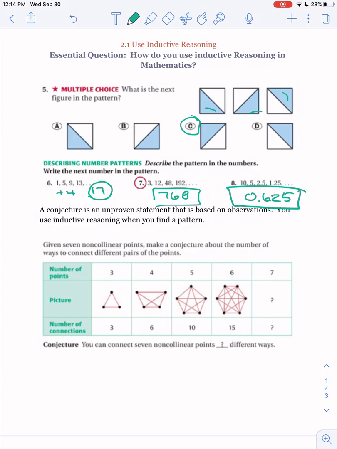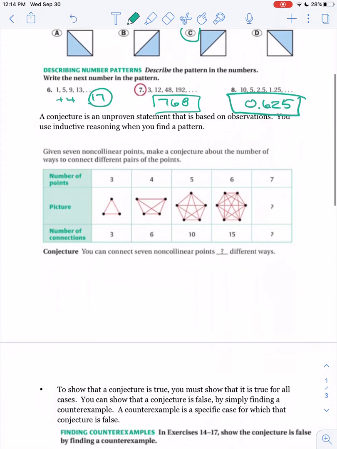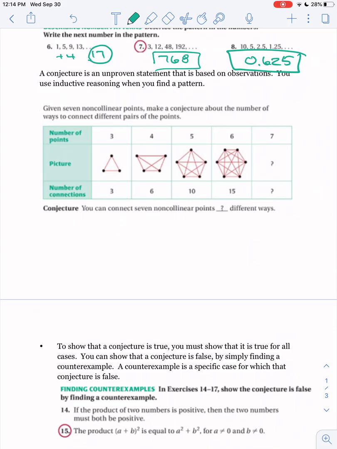We're just making observations. We're not proving anything. And what we're using is inductive reasoning to find the pattern. All right, we're going to try another one. It says if you have 3 non-collinear points, there's 3 ways to connect them. If you have 4 non-collinear points, there's 6 ways. So I'm going from 3 to 6 to 10 to 15.